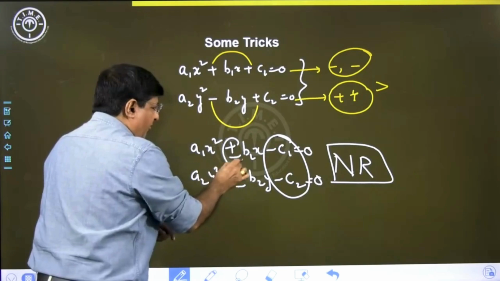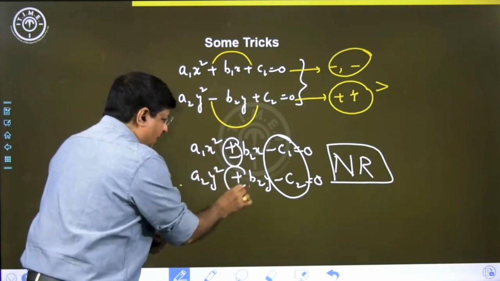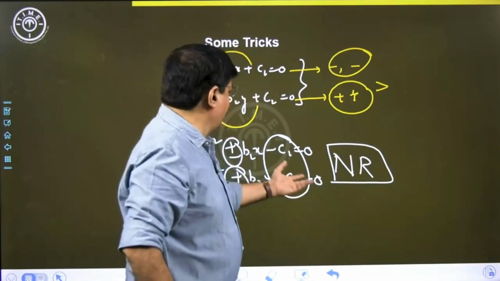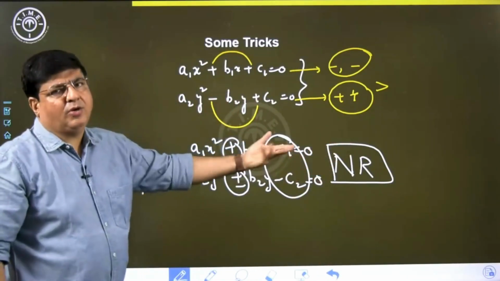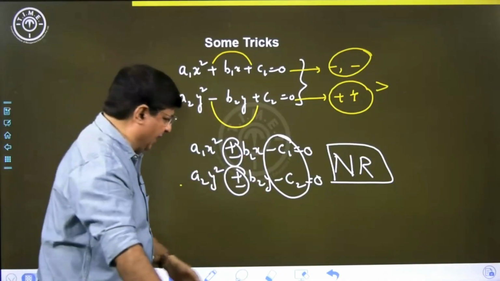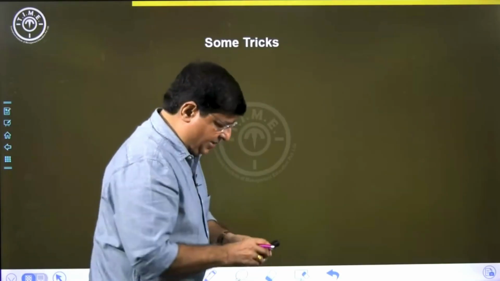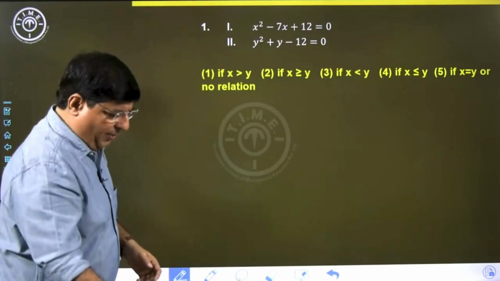Whatever is the sign of this plus or minus doesn't make a difference. You can directly say that there is no relation. So whichever option gives you no relation, you can mark that option as your answer. So just remember these two simple points. Now let's start solving a couple of questions.